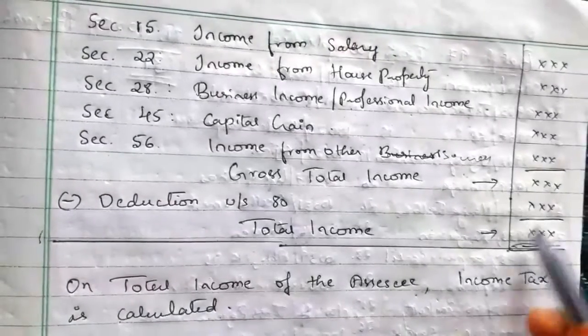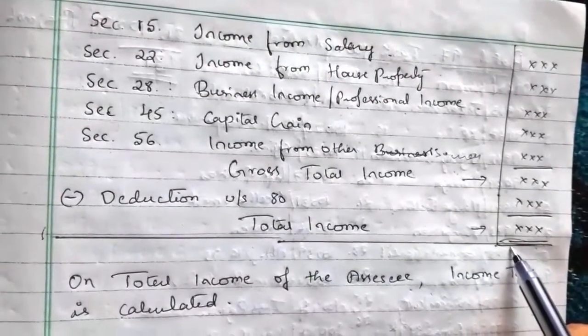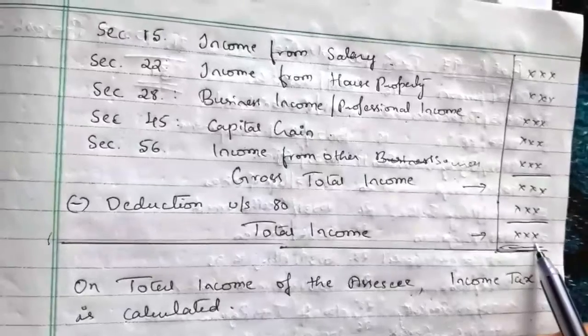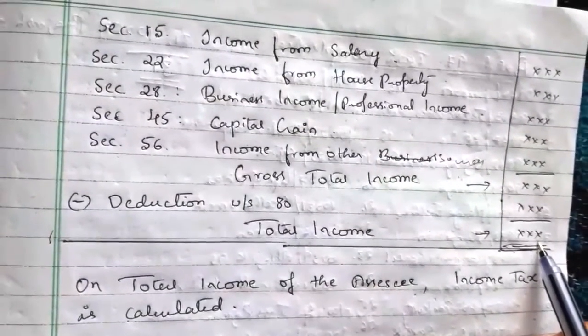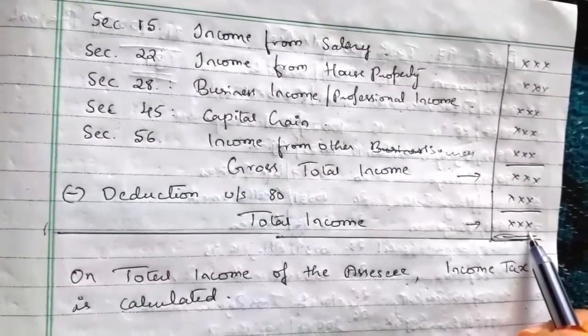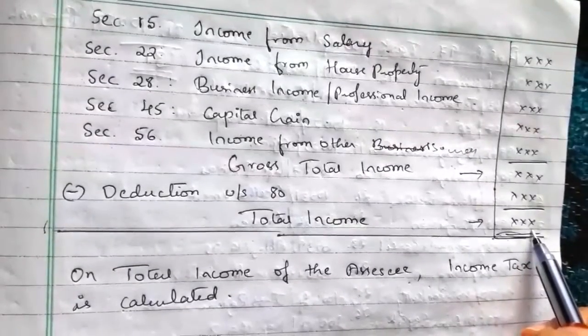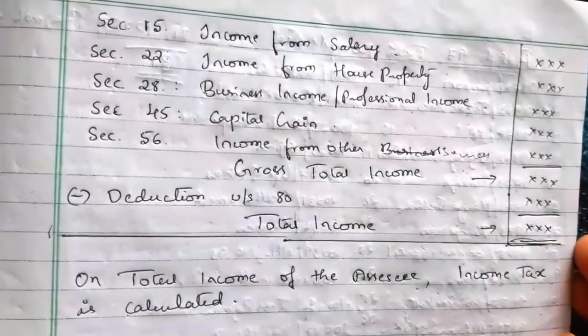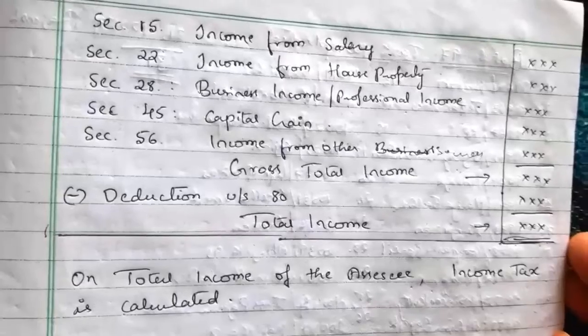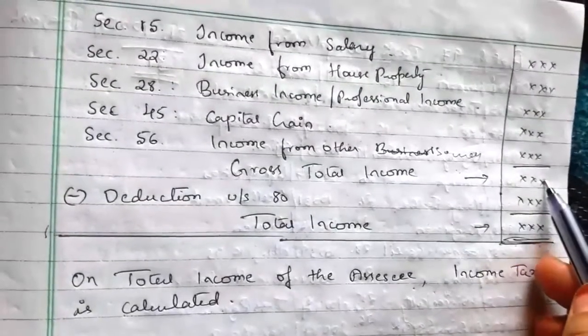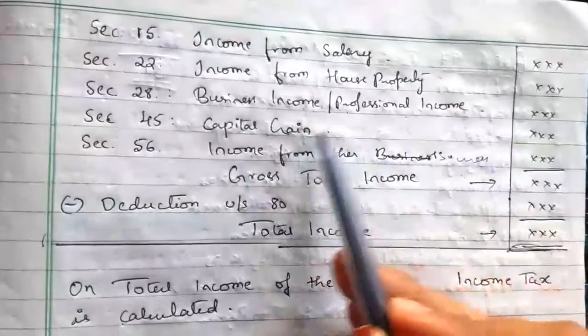If this total income exceeds the exemptible limit, that is 2,50,000, then the assessee has to file the income tax return and pay the income tax to the government. So here, in order to calculate this gross total income, we should know what is the business income.